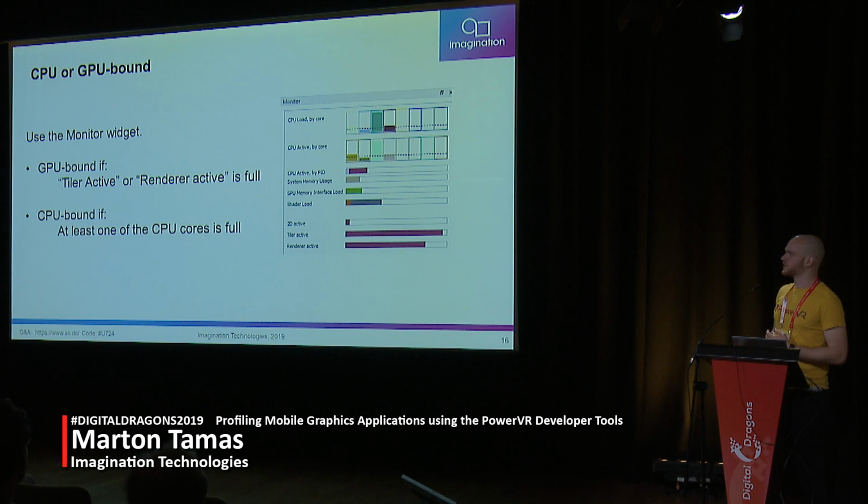So how do we know if our app is CPU or GPU bound? In PVRTune we have a tool called the monitor. That basically shows you a quick glance over what your application is doing. In this example, we can see that this application is quite tiler bound, so you have a lot of vertex workload, and you can also see that one of the CPU cores is just fully maxed out. So if we're going to deal with the tiler issue, then we also need to probably deal with the CPU side as well, because then it will become CPU bound.